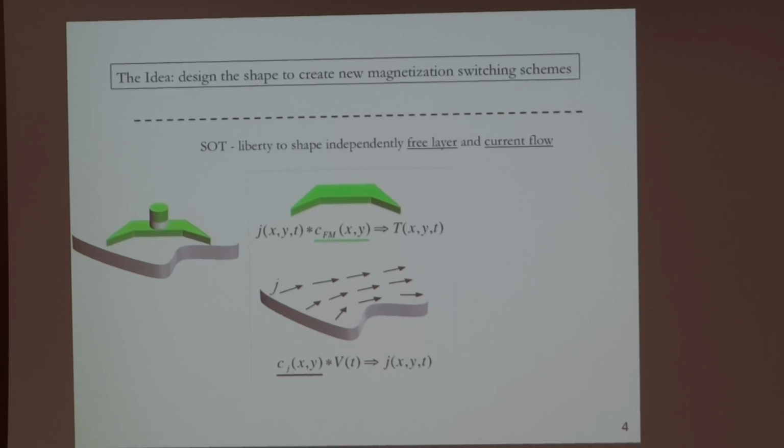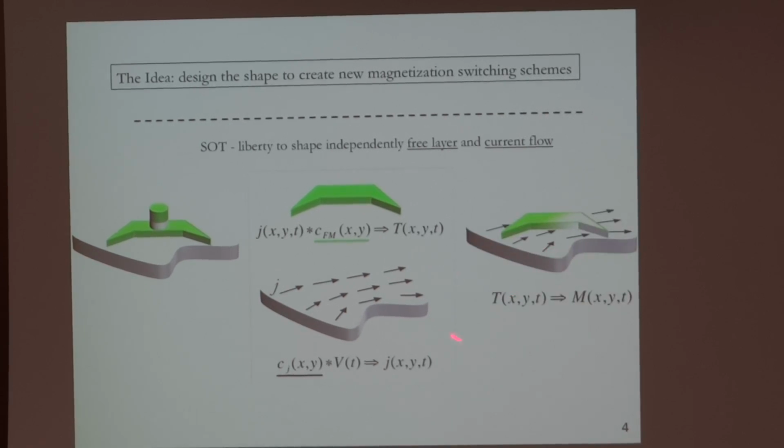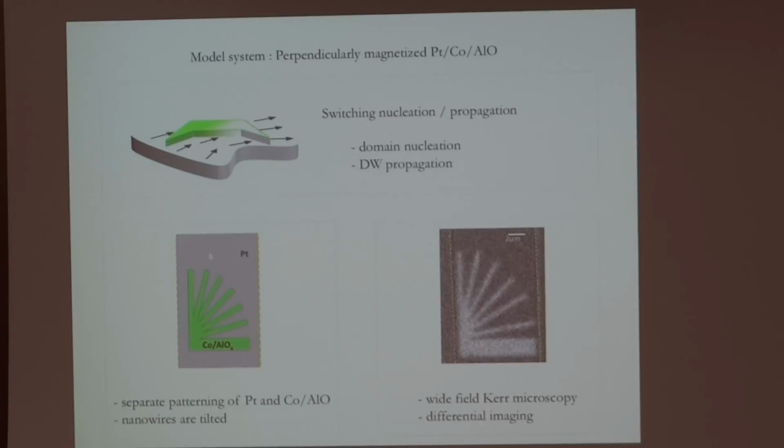Okay? So the goal is to match the torque in the ferromagnet to the magnetization dynamics, so that you obtain the behavior that you desire. Okay? So as a real system, we use platinum, cobalt, aluminum oxide trilayers. These are very thin cobalt films grown on platinum and covered by aluminum oxide.